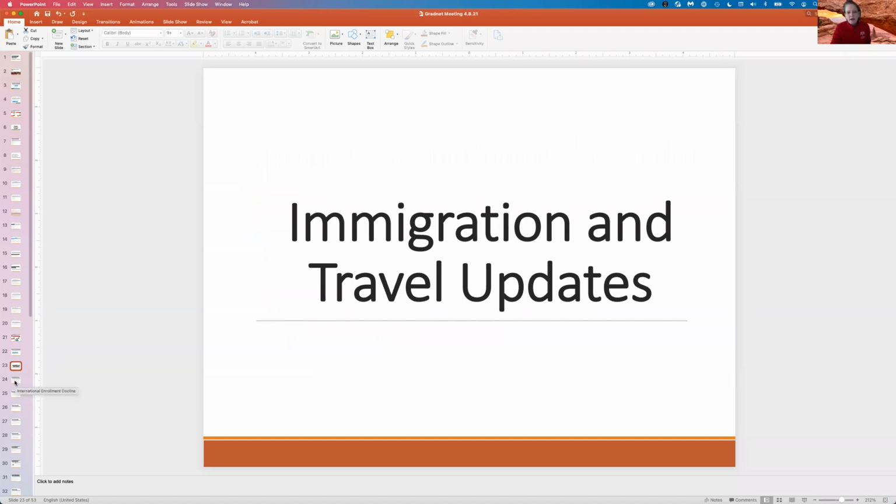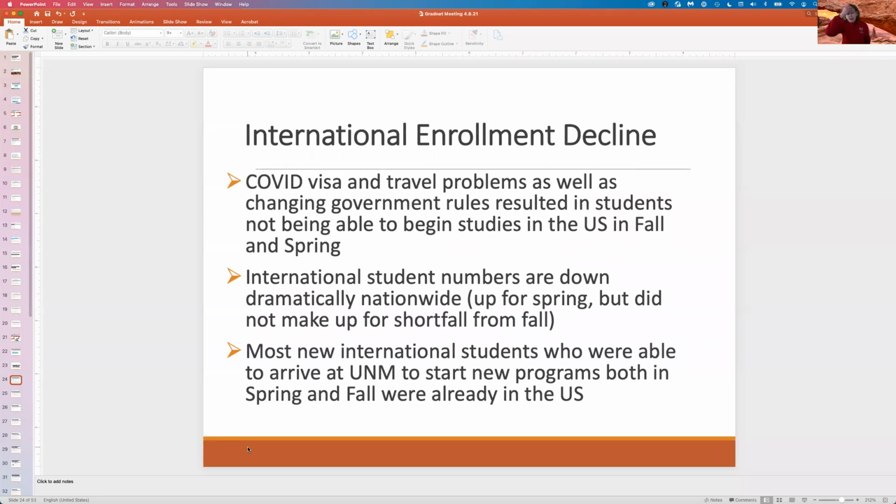So I'm sure many of you are wondering about immigration issues and travel updates. Of course, in the middle of a global pandemic, we have been really suffering in terms of trying to help students navigate all the difficulties with international travel and with restrictions presented by the pandemic. So as a general theme, we've seen a decline, as has every school in the country, because of this pandemic.